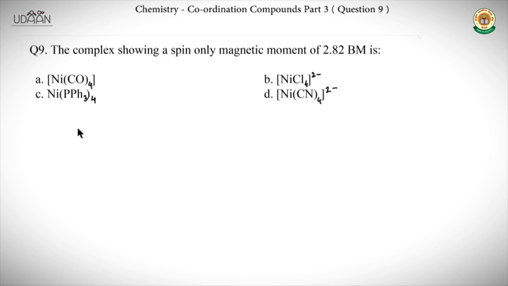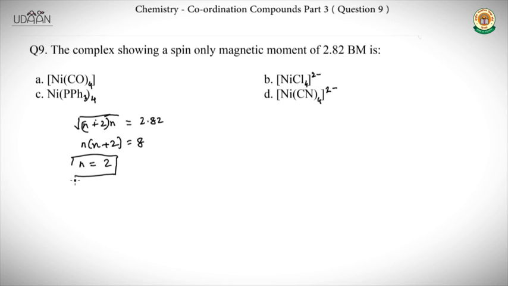We know that the formula to calculate the spin-only magnetic moment is root of n into (n plus 2). So this is 2.82. What is n in this case? n is the number of unpaired electrons in the metal d orbitals. So n into (n plus 2) is equal to 8, since 2.82 squared is 8. Then n has to be equal to 2, because 2 into 4 is 8.